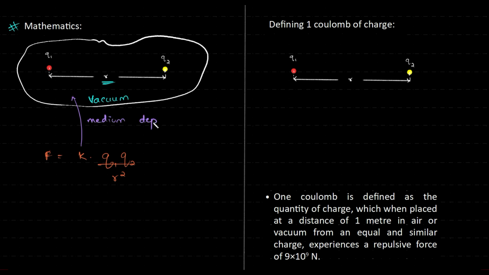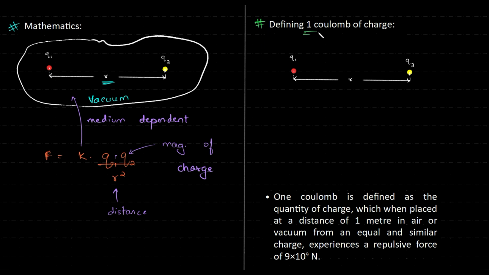So this is medium dependent. And these are your amounts of charge, and that's your distance. Magnitude of charge, and that's your distance. Okay. So with this, we can define the unit of charge.